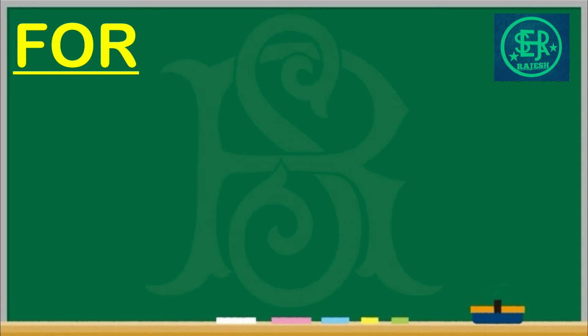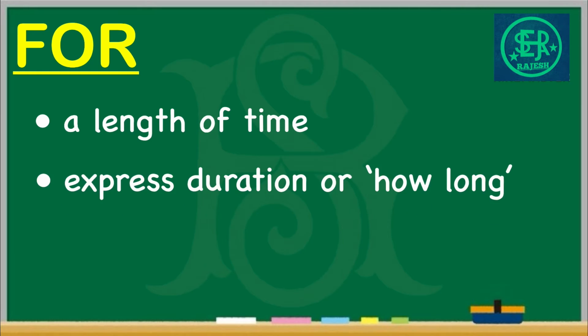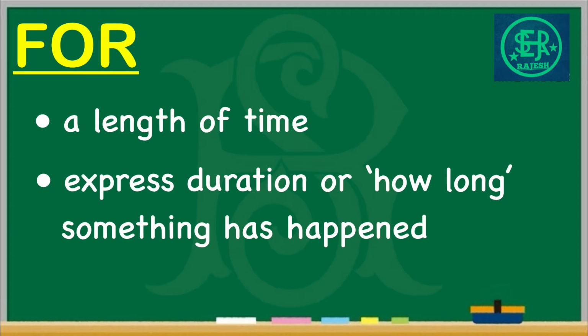Now let us talk about for. We use for to express a length of time in English. It is used to express duration or how long something has happened. Let us look at some examples.